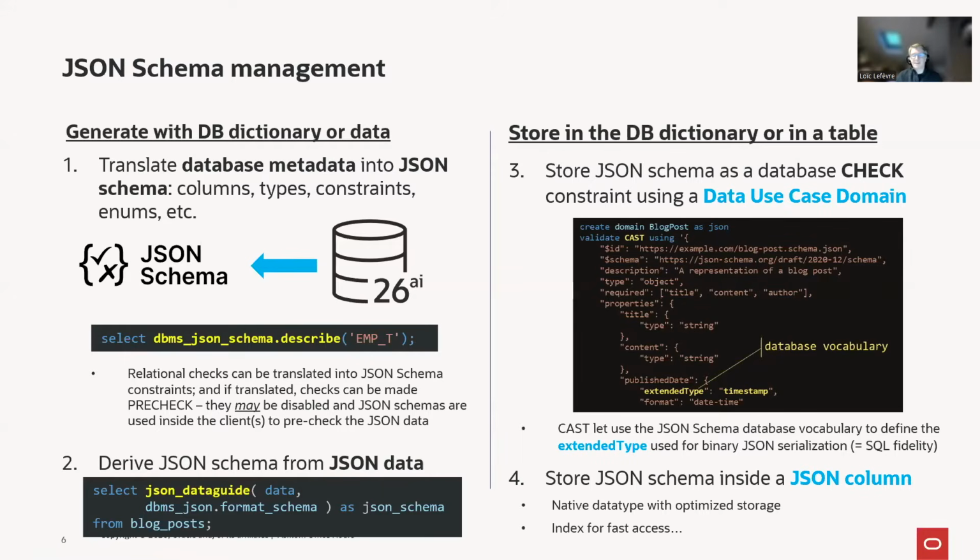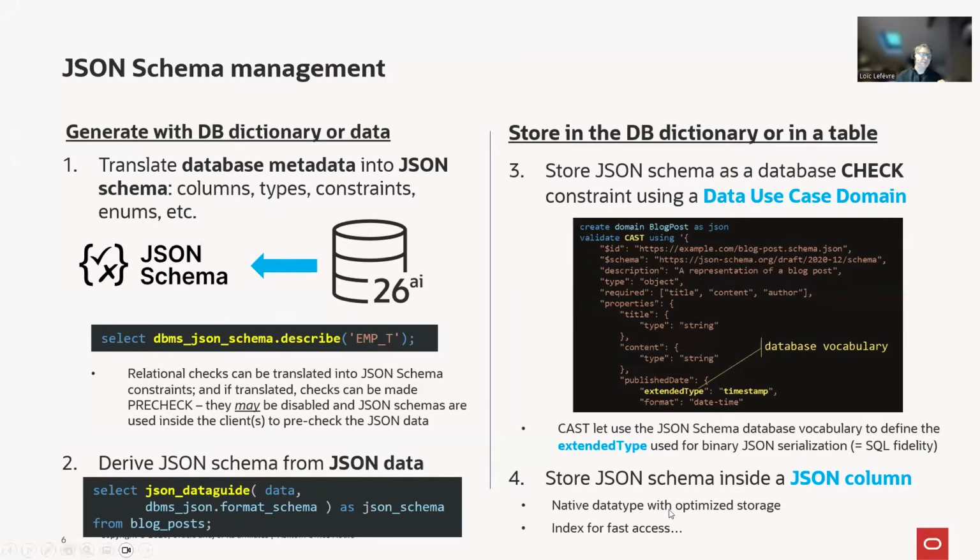And of course, the last way is that you can create a table, create a JSON column, and just store your JSON schema within the JSON column. With that approach, you are very free. You can leverage all of the features that we provide, like indexing for fast access and a bunch of other features.